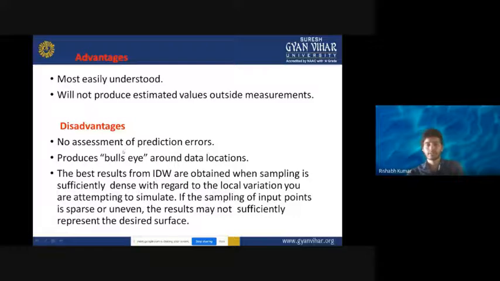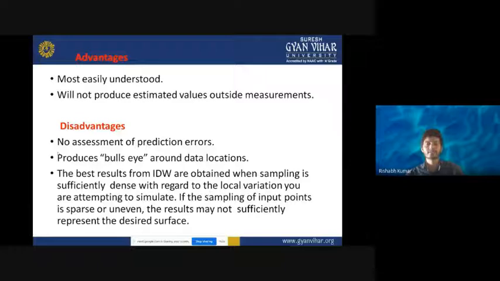Okay, दैट इज गोइंग टू बी इट्स एडवांटेज। Now, what are the disadvantages of using IDW method? That no assessment of prediction error. You cannot predict how much error we can expect from the result. Okay, so no assessment of prediction error. Produces bull's eye around data location. Okay, produces bull's eye means bull's eye देखा आपने, concentric circle जैसे बना देगी ये, concentric circle. Okay.